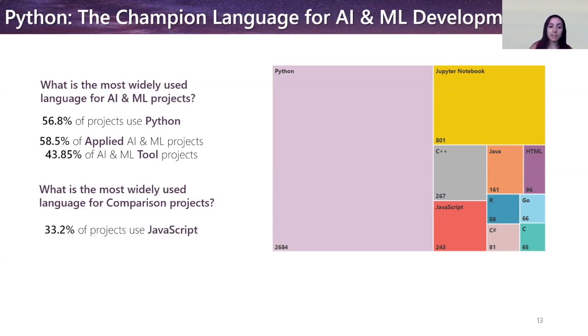In the comparison set, the most commonly used language was JavaScript. And you can see from the heat map figure some of the other languages that were used in the AI and ML dataset, including Jupyter Notebook, C++, Java, JavaScript, R, Go, C#, and C.